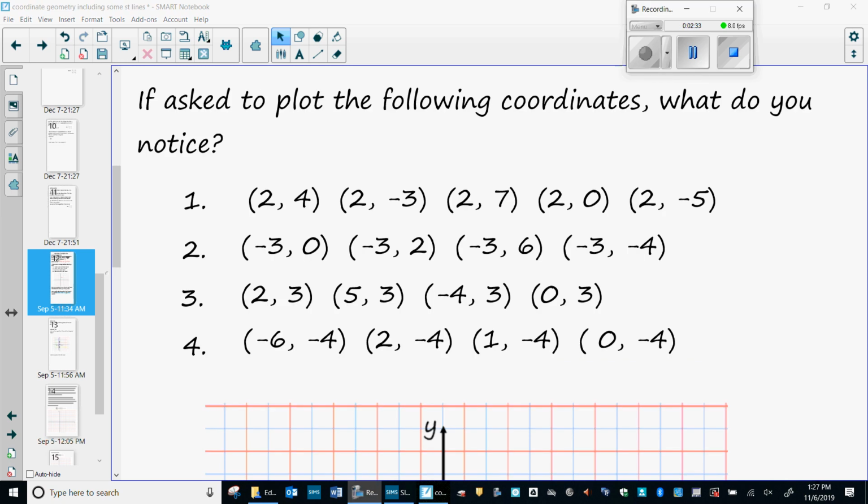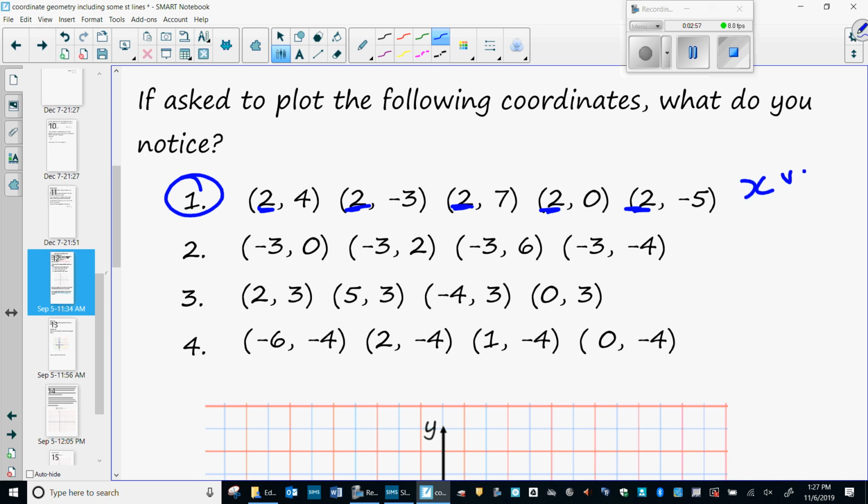Right, so hopefully you've drawn all your lines. Now let's have a little discussion about this. Let's look at all of these coordinates for line 1. Do you notice anything special about the coordinates for line 1? Right, all the x coordinates are the same. And what do those x coordinates happen to be for that line? 2. So here, all of the x values are 2.